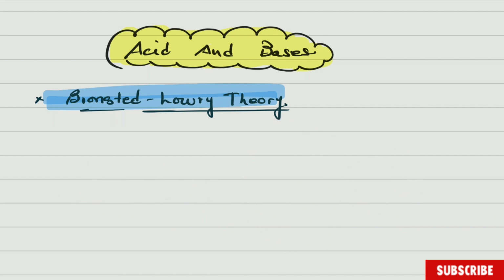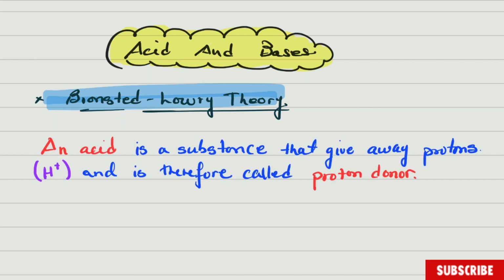So we're going to start straight to the point and define an acid according to Bronsted-Lowry theory. Okay guys, so according to Bronsted-Lowry, an acid is a substance that gives away protons. Protons refers to H plus ions, and it is therefore called a proton donor. Important here is that when they ask you what is an acid, you can just say it is a proton donor and you will get the full mark because it will be correct.